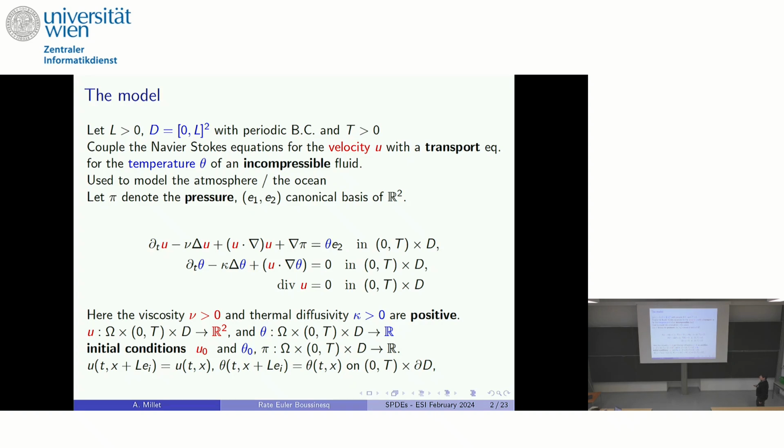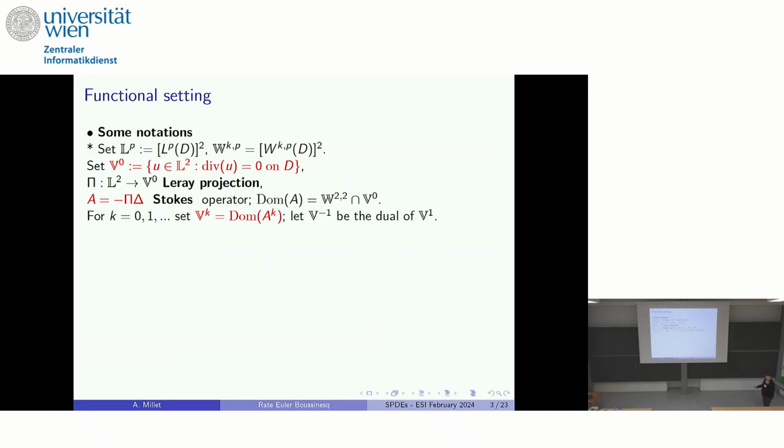I have initial conditions which I'm going to denote by u0 and theta0. And as I mentioned before, I have the torus with periodic boundary conditions. Okay. So let me just give the notation that I'm going to use. Whenever you see double bars, it means that this is a two-dimensional object. So L^p double bar, that means pairs of L^p functions.